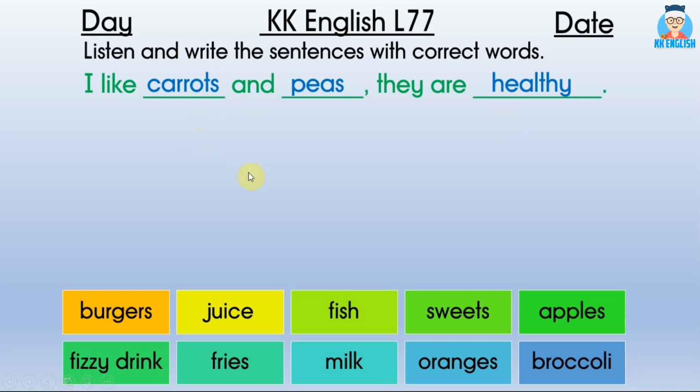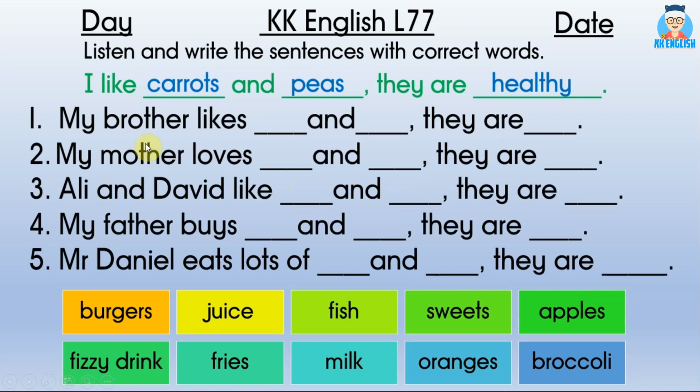Now I will start to read the sentence. 好，现在开始念咯。Number one, my brother likes burgers and fries. They are unhealthy. My brother likes burgers and fries. They are unhealthy. Number two, my mother loves juice and milk. They are healthy. My mother loves juice and milk.